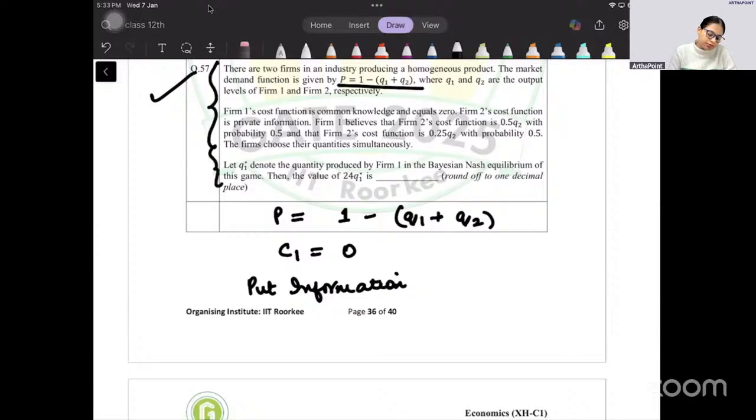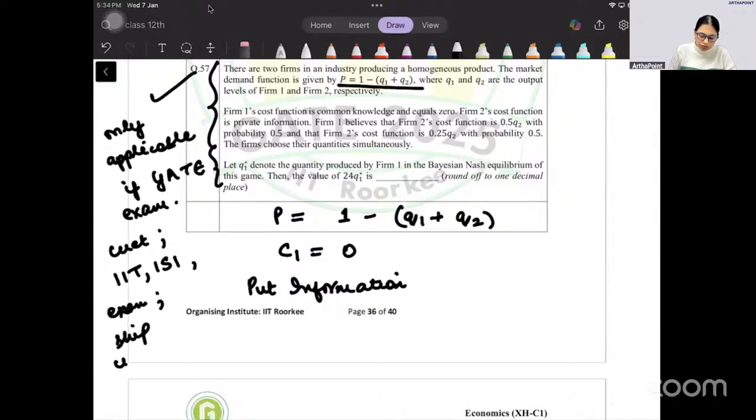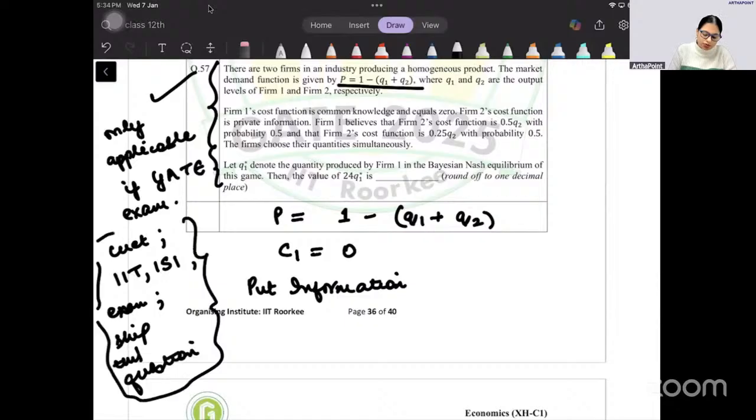This is only applicable if you want to give GATE exam. If you are doing CUET, IIT, ISI, or any other exam, please skip this question. This is not part of the course other than GATE.